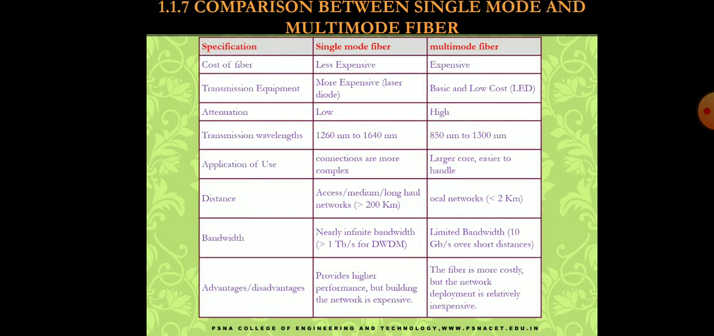In this section we are going to focus on the major comparison between single mode and multimode fiber, which is listed here. It is based on, as usual, transmission equipment, cost of fiber, attenuation, transmission wavelength, application of use, distance, bandwidth, advantage and disadvantage.